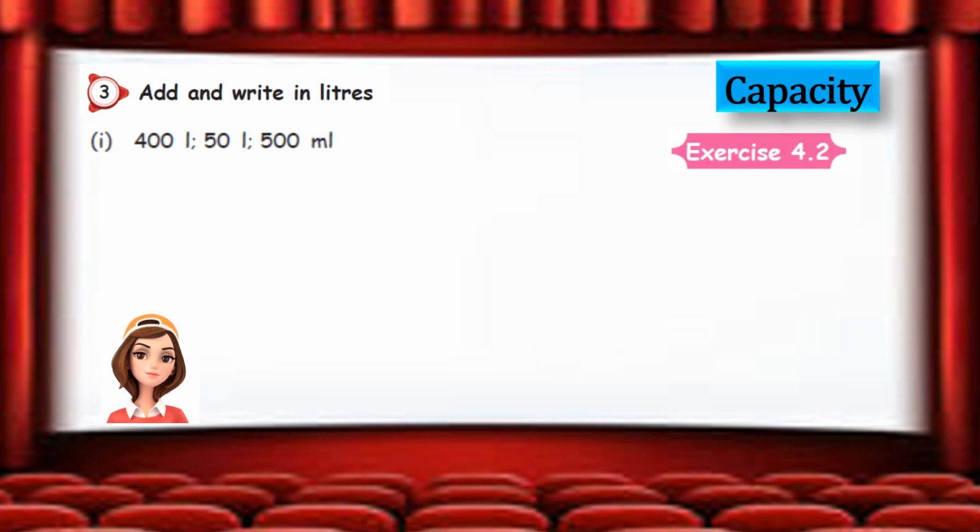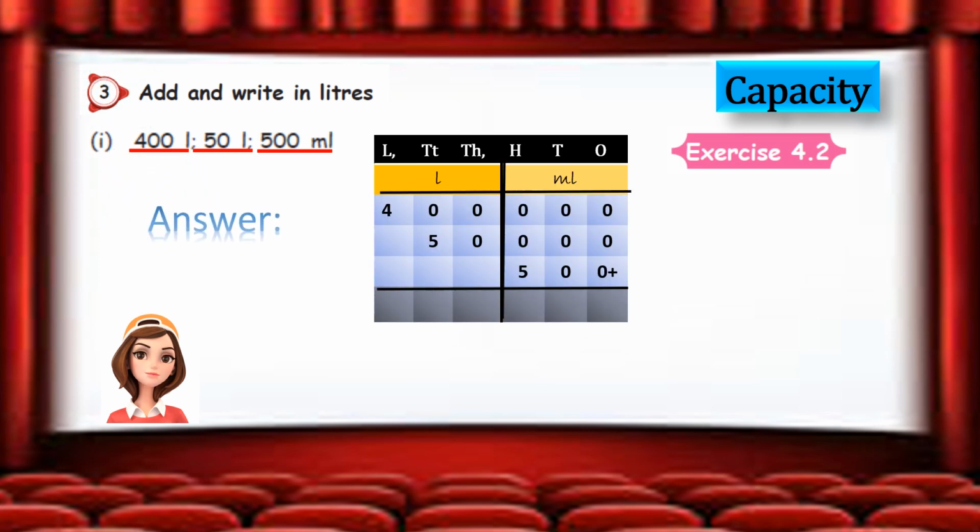Third question. Add and write in liters. So here we are going to add. First sum: 400 liter, 50 liter, then 500 ml. We are going to add three capacities. Before adding, what are the two conditions? One is we must split under the heading of place value and also measuring unit. So place values are there, and liter and milliliters are also there.